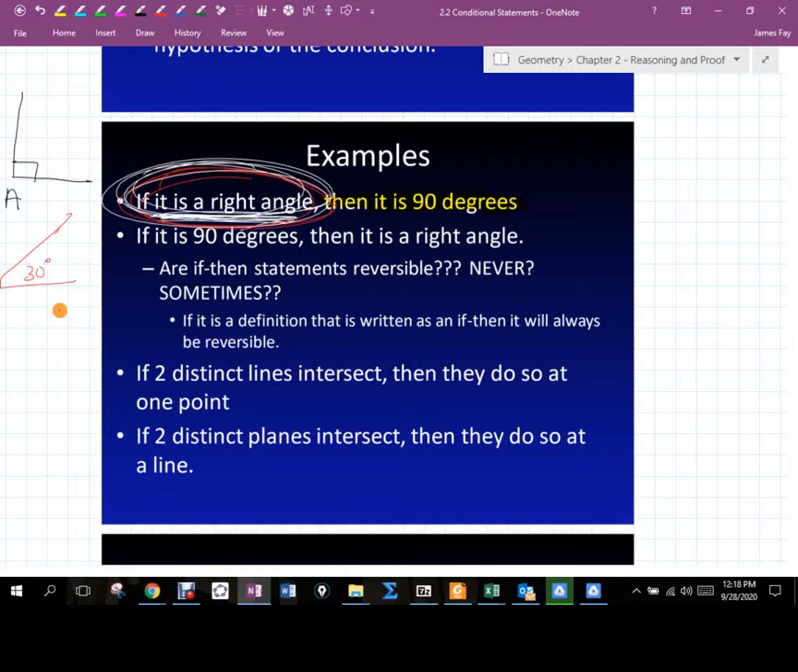I'm not even going to look at the then part because I didn't meet the hypothesis. Does that make sense? Okay. So if it is 90 degrees, then it is a right angle. Okay. If it is 90 degrees, then it is a right angle. Would you agree with that?